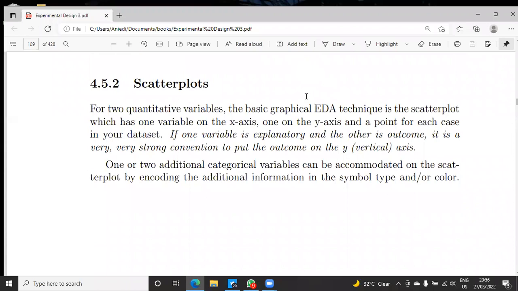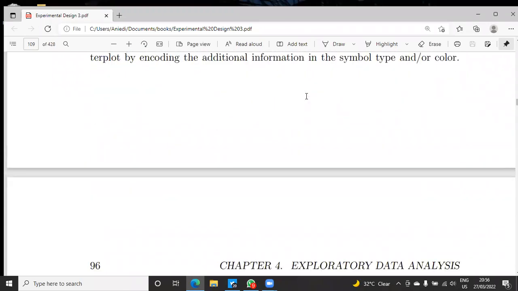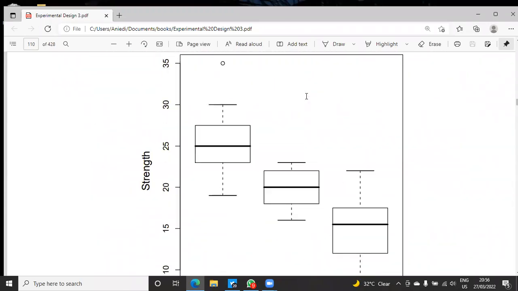So after scatter plots, we have the box plots. Now, each of these box plots represents a different population. This is one population, the other population, and the other population. I talked about box plots yesterday. Each box plot represents each population or each sample.